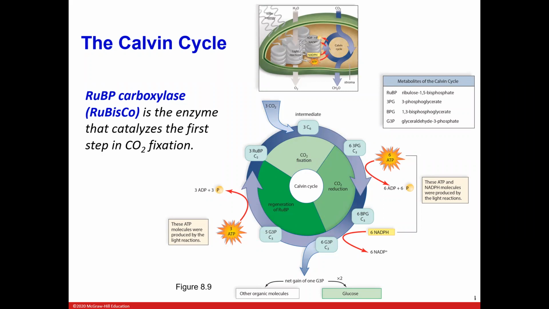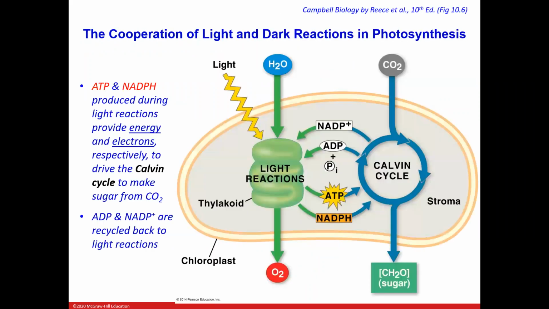And it's strangely slow. Most enzymes can work at the rate of like 1 million reactions per second. There's some crazy, maybe not 1 million, but a very high rate. This enzyme is quite slow, and that's why your plant leaves have so much of it. And it happens to be the most common protein in the entire Earth. Okay, so here we go.